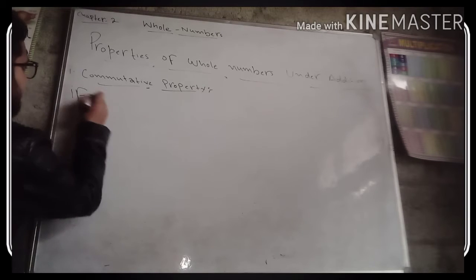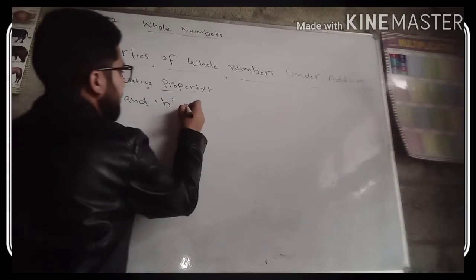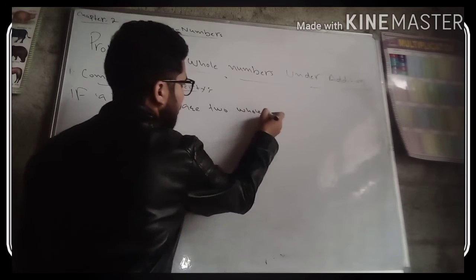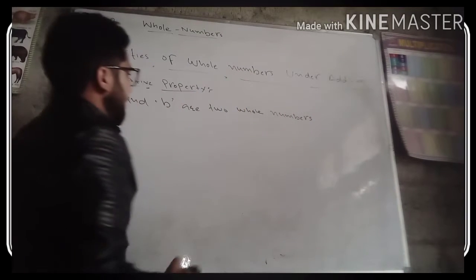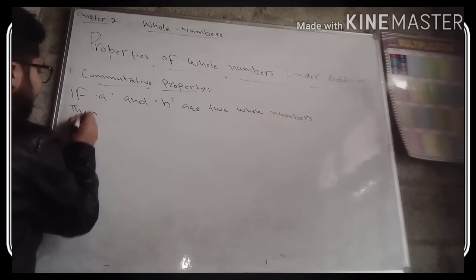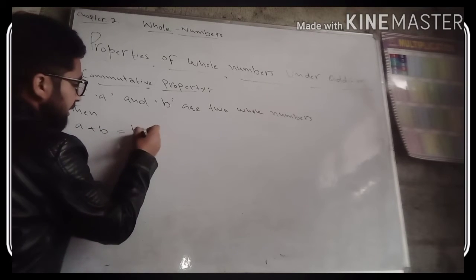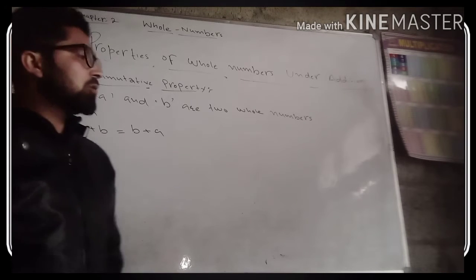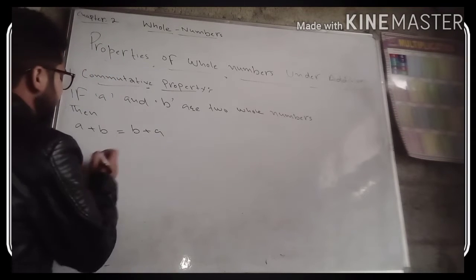Suppose we are going to write: if a and b are two whole numbers, अगर a और b दो whole numbers हैं, then a plus b equals b plus a. समझ आ रहा है? If a and b are two whole numbers, then a plus b equal to b plus a. For example, I am understanding this with an example.